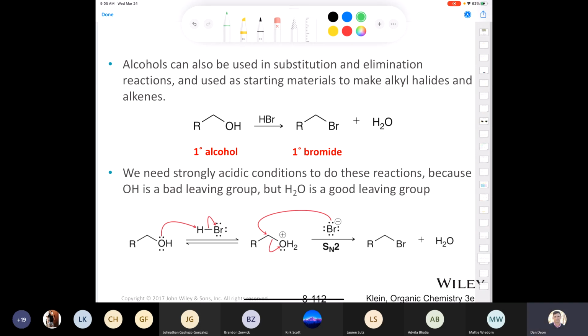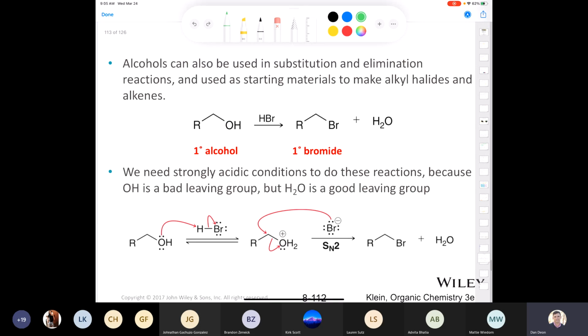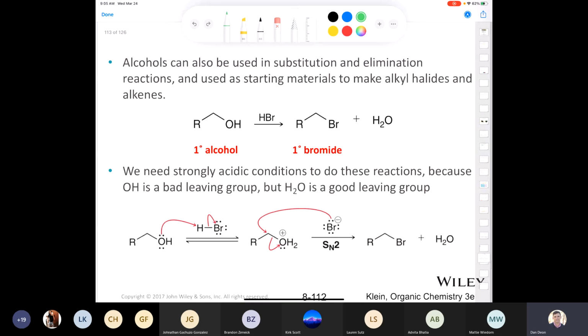we need to do this reaction in acidic conditions because an alcohol, a hydroxyl, is not a good leaving group, right? You can't just lose this as a leaving group, that's the conjugate base of water, which is a weak acid. So if we convert it to an oxonium like this, then we have water as the leaving group. Water is the conjugate base of hydronium, which is a strong acid. So we simply do a proton transfer followed by a nucleophilic attack like this, and we end up substituting the hydroxyl for a bromide.